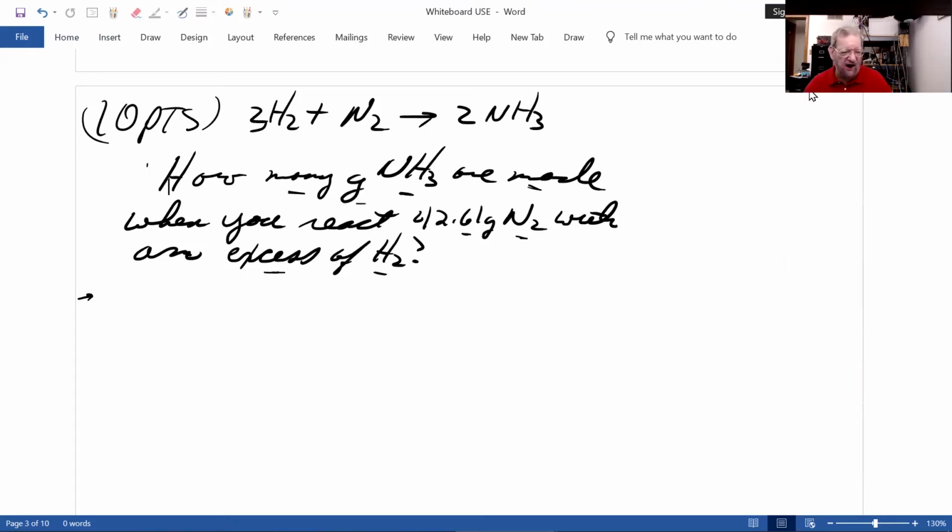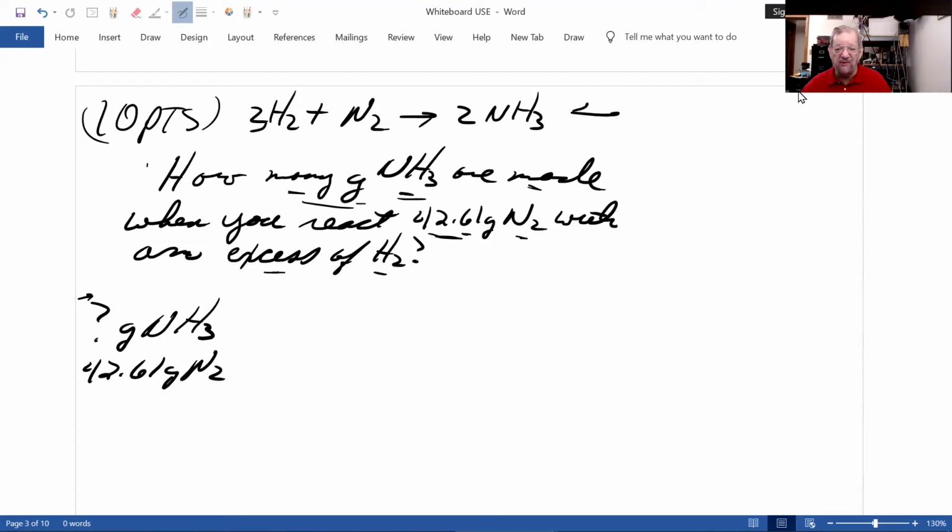What are you being asked to find? How many grams of ammonia? What are you given? 42.61 grams of nitrogen. You're also given this balanced chemical equation, which we'll need later. Now, you can't do this in one step because you're going from grams to grams using a balanced chemical equation. So you need 3 steps.